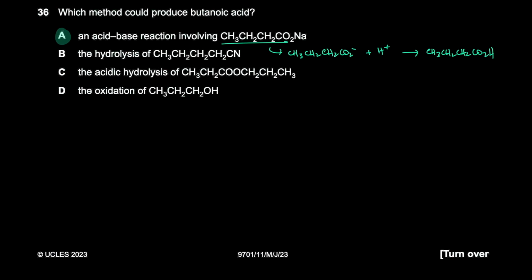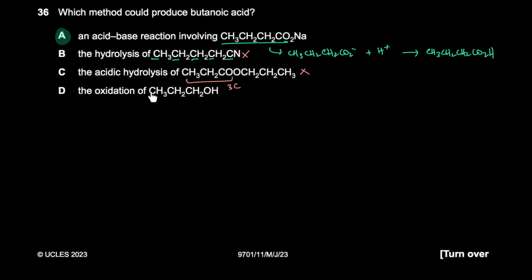B is incorrect because you have a 5-carbon nitrile here. If you hydrolyze this, you get pentanoic acid, not butanoic acid. Hydrolysis of this ester, right? We have, this is the acid part. The C double bond O comes from the acid. That would give you a 3-carbon acid. That would be propanoic acid.